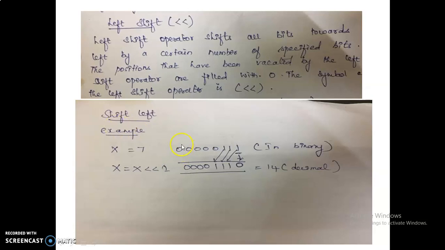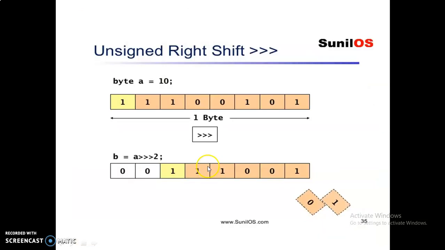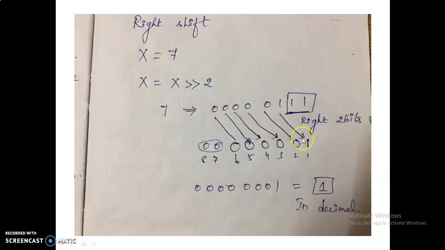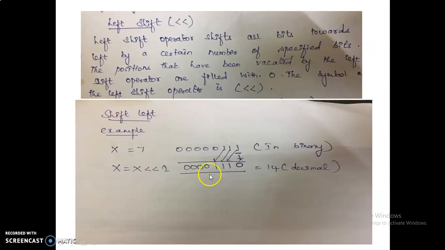I shift one bit out, so I move this bit to here, this one to here, this one to here. The last one was empty, so I replace it with 0. The direction I showed you: this is the right bit direction, this is the left bit direction.